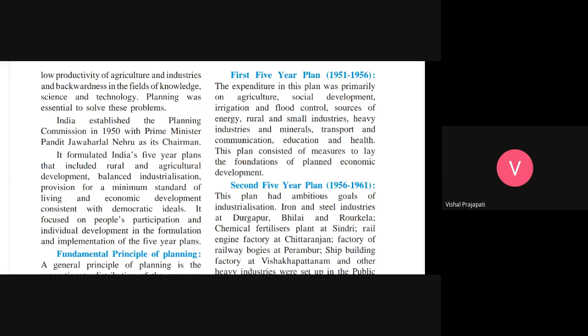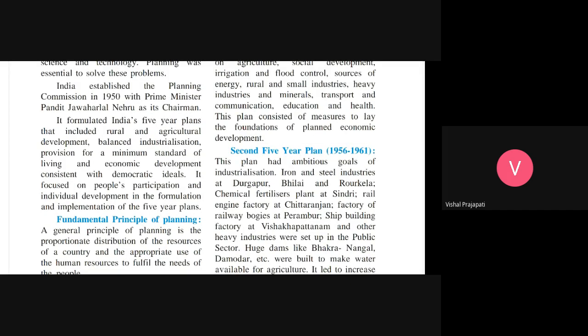For the same purpose, the Planning Commission was established in the 1950s, with Prime Minister Pandit Nehru as its chairman. Its work was to make the plan and announce the plan for India for the next 5 years, so that we can step towards the particular aim or objective of that plan. And that was development.